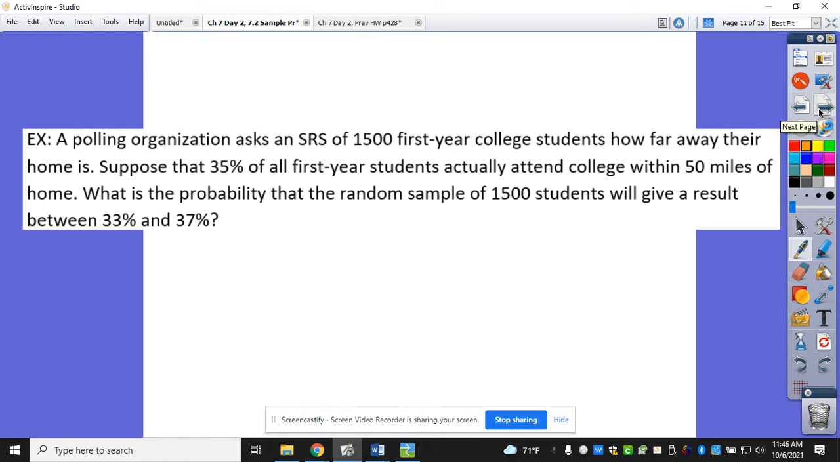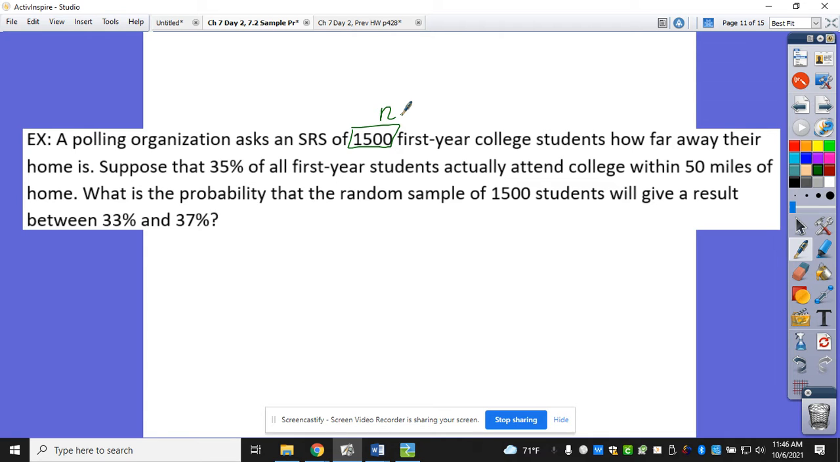So a polling organization asks a simple random sample of 1,500 first-year college students how far away their home is. Again, like I've said before, get in the habit of writing on your paper when you get a problem that's long like this. So this is my what? Symbol. Letter. That's just my sample size.